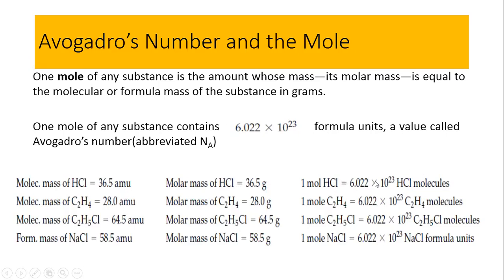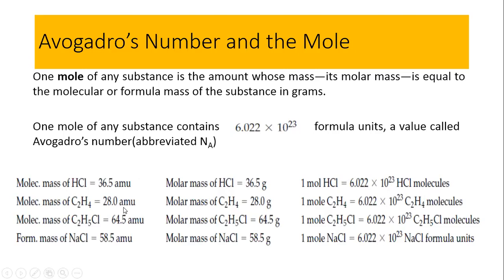So what I have done over here is I have just multiplied 6.02 exponent 23 to the 1, because 1 mole of any molecule is equal to 6.02 exponent 23 HCl molecules.